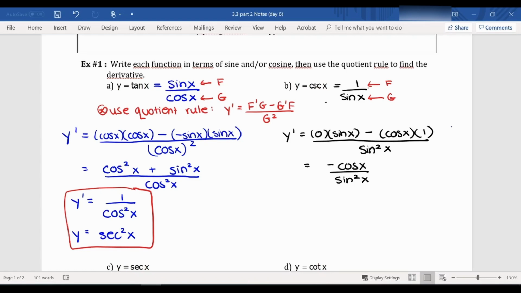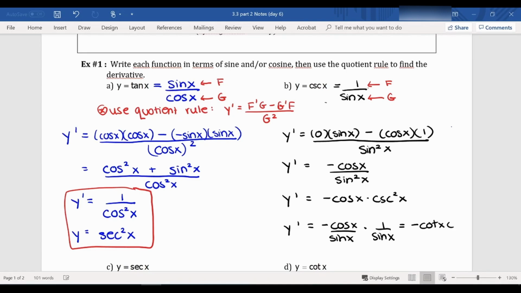Again, we can leave it like this, or we can rewrite this as negative cosine x times cosecant squared x if I want to bring that sine to the top. The other way I can write this is actually rewriting this. If I write this as negative cosine x over sine x times 1 over sine x, this is the same as saying negative cotangent x cosecant x. Any of these three is okay.